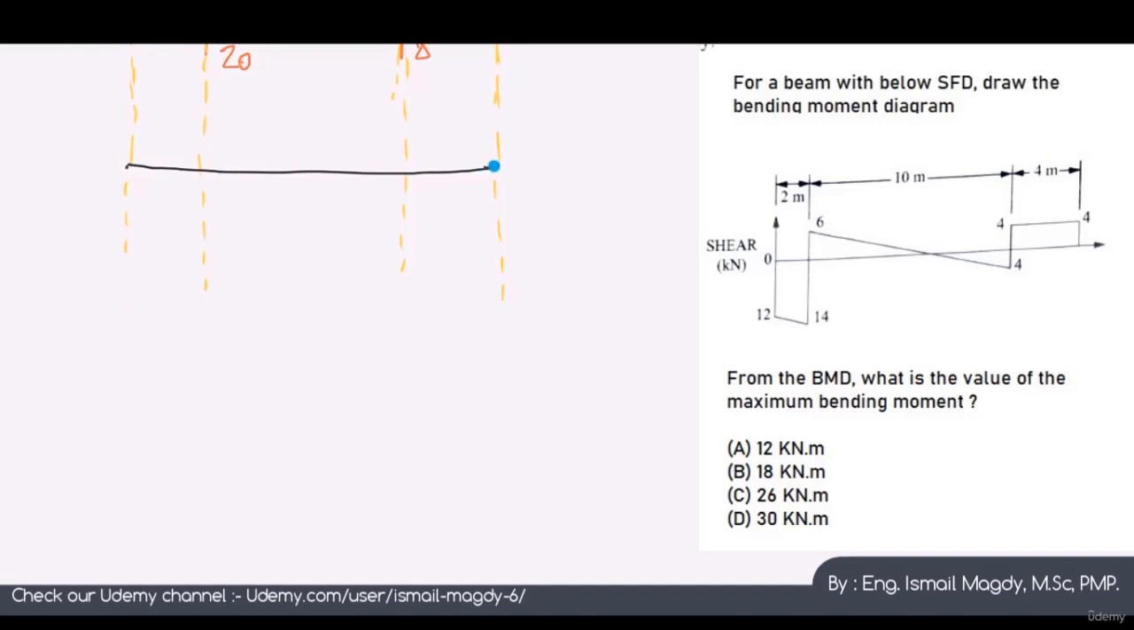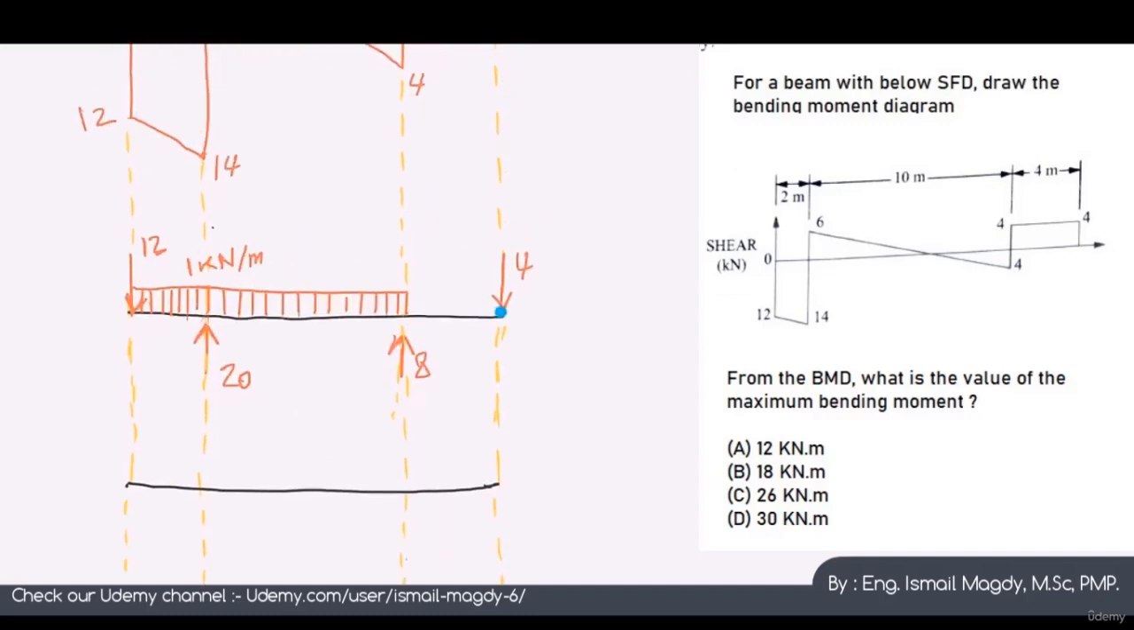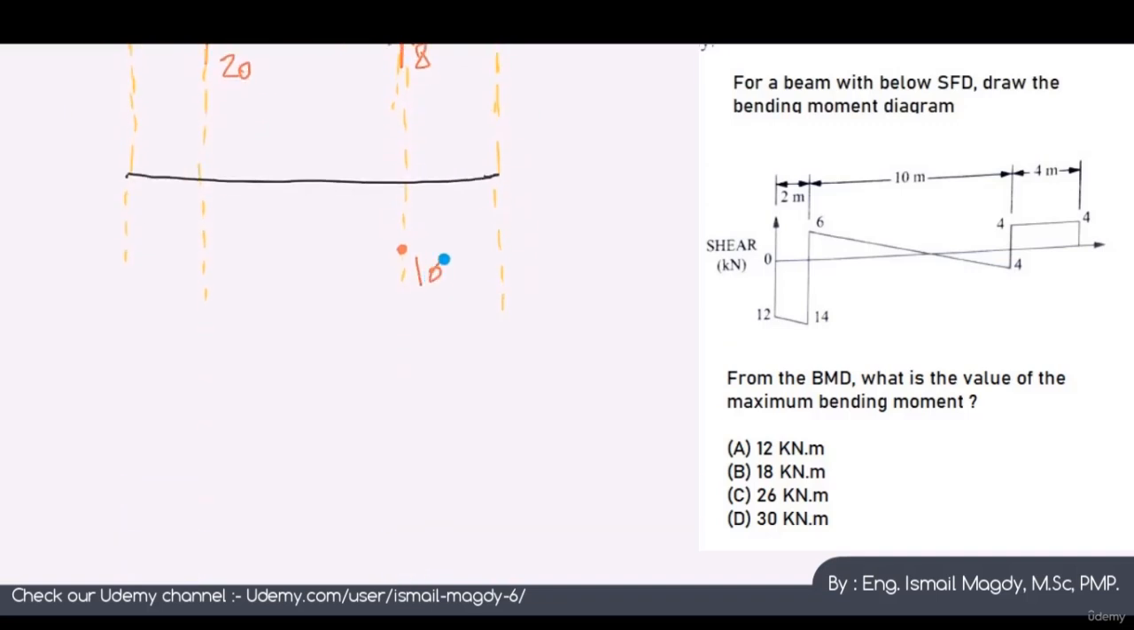This is our beam. Let's start calculating the moment here. We have this 4 kilonewton multiplied by this distance of 4 meters, which means it's 16 kilonewton meter, and this moment is going in this direction. It is causing tension at the upper side and compression at the lower side, so it means it is a negative moment. So we have here this value of 16 kilonewton meter.